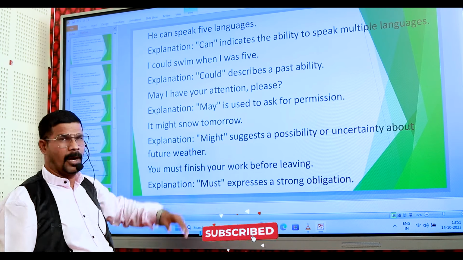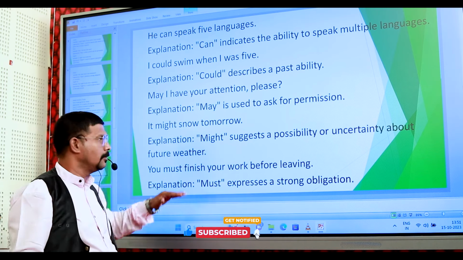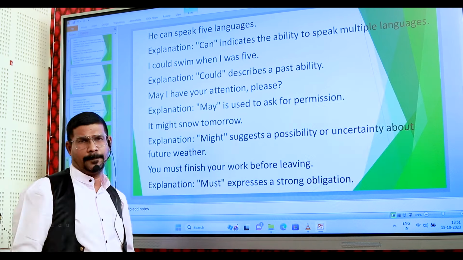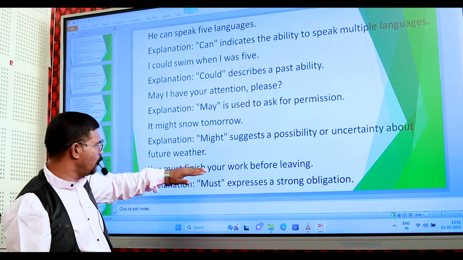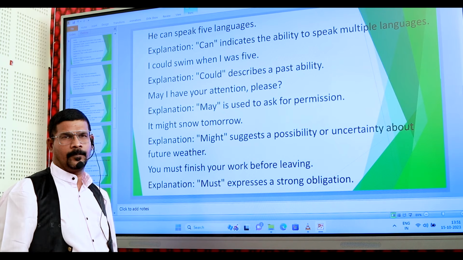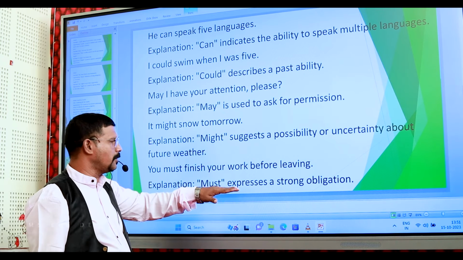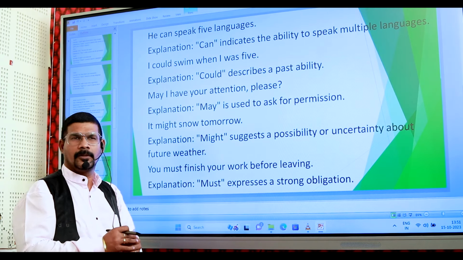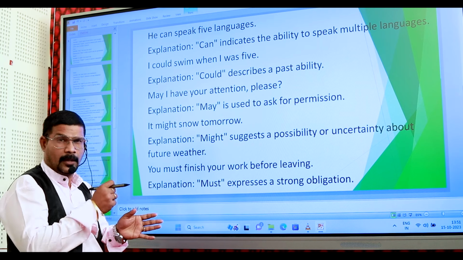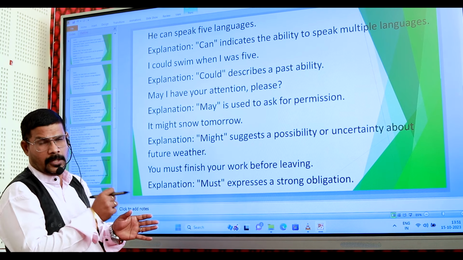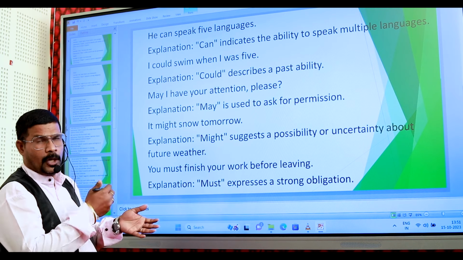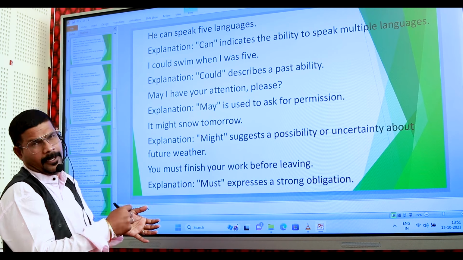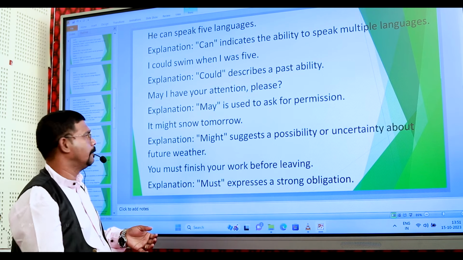It might snow tomorrow. Explanation, might suggests a possibility or uncertainty about future weather. You must finish your work before leaving. Explanation, must expresses a strong obligation. So dear viewers and learners, concentrate while watching the video on this particular topic, take a note and make a confirmation about your understanding. So kindly please make a note.